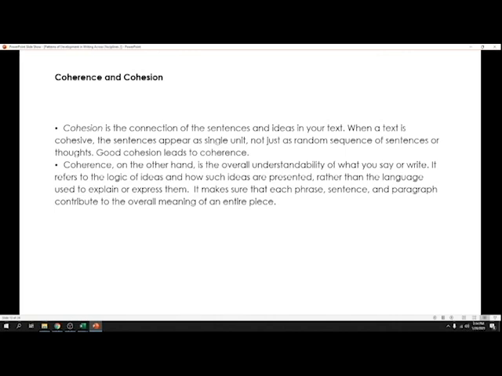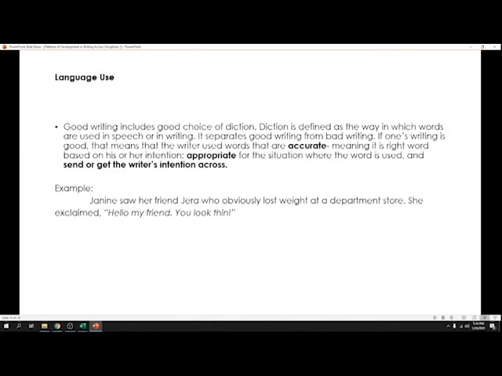Hindi pwedeng ang pinag-usapan natin sa first is illegal logging, tapos yung sa second, iba na naman, sa third, iba na naman. So it means, if your write-ups or ang mga written text nyo ay coherent, it means the overall understandability. So, dapat, yung galing sa phrase, sentence, and sa paragraph nyo ay meron talaga siyang contribution to the whole meaning of your piece. Alright?